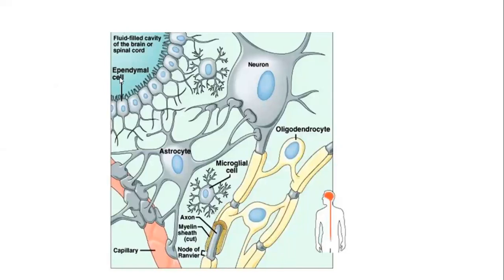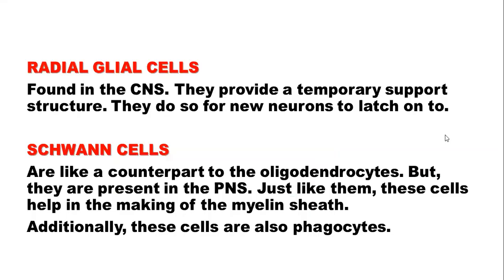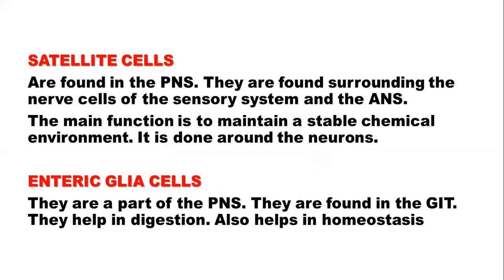This is the picture showing the microglial cells. Here are the astrocytes, here are the oligodendrocytes forming the myelin sheath in the CNS. And here we have ependymocytes. These ependymocytes are responsible for CSF. Radial glial cells found in the CNS provide a temporary support structure for new neurons to latch on to. Schwann cells, like the oligodendrocytes, form the myelin sheath in the PNS.